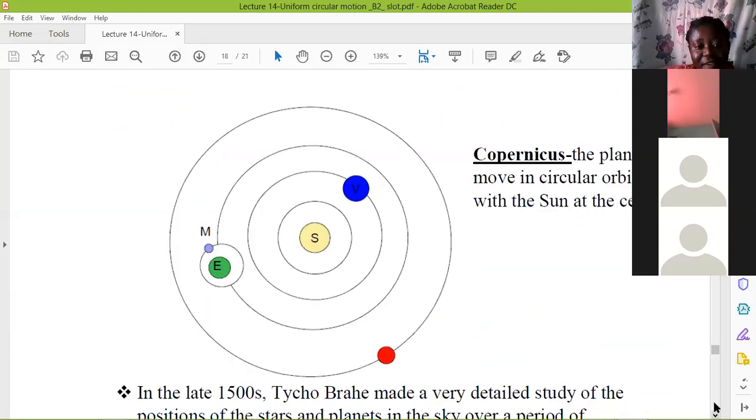So if you have an Earth, it revolves around that with the other planets. The Earth is still at the center of the other planets, and then this one revolves around that.